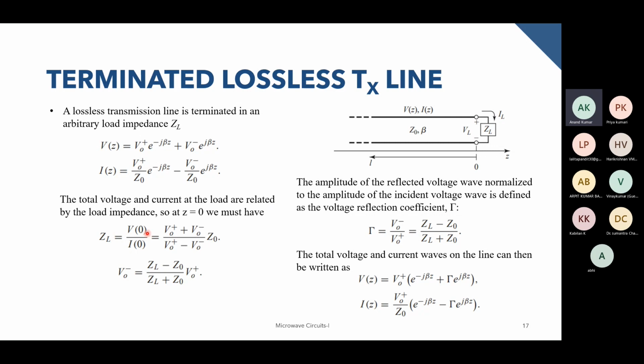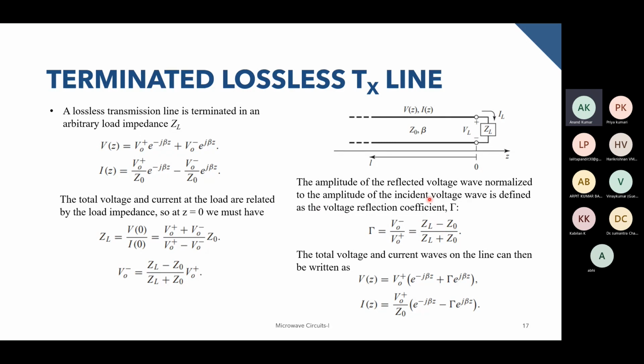Now, this load ZL is at z equals 0. Putting z equal to 0 in these two expressions, we can equate it to ZL. This is what we'll end up with, and we can now write the reflected voltage in terms of the incident voltage, the load impedance, and the characteristic impedance. And using this, we'll solve.